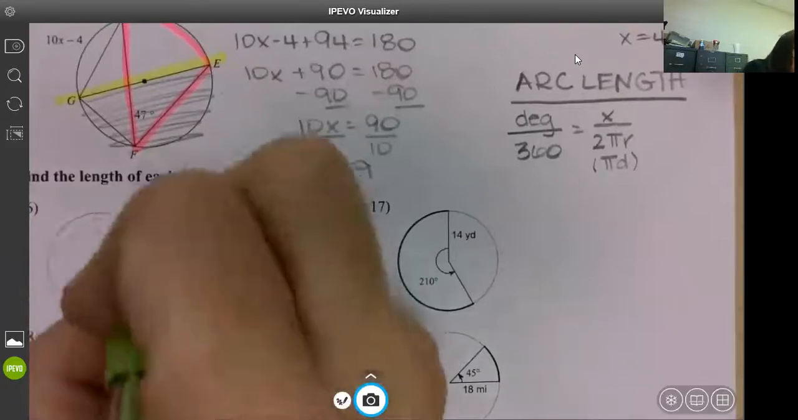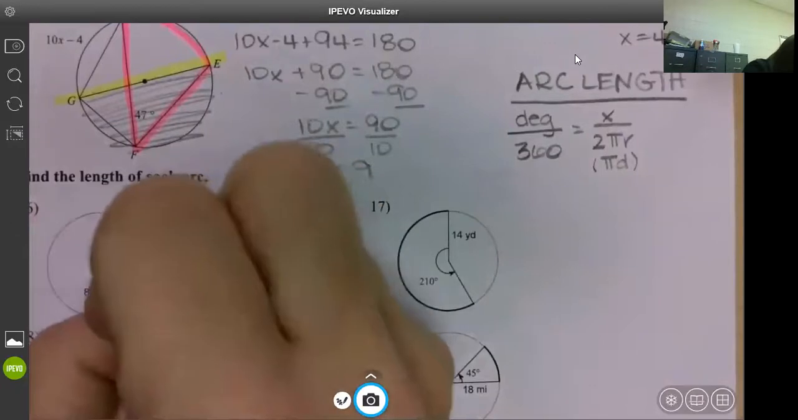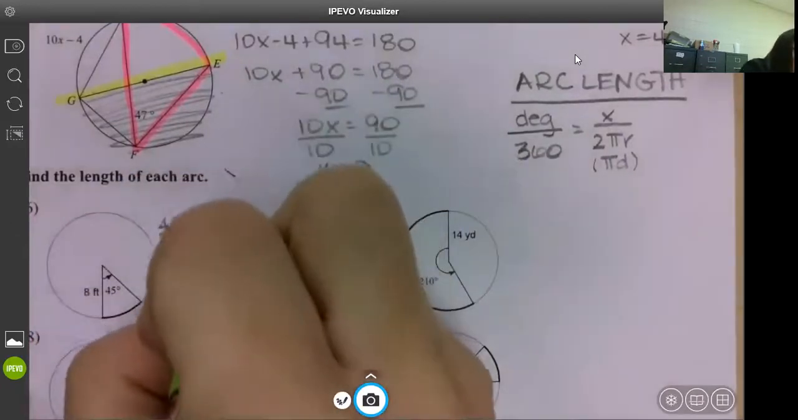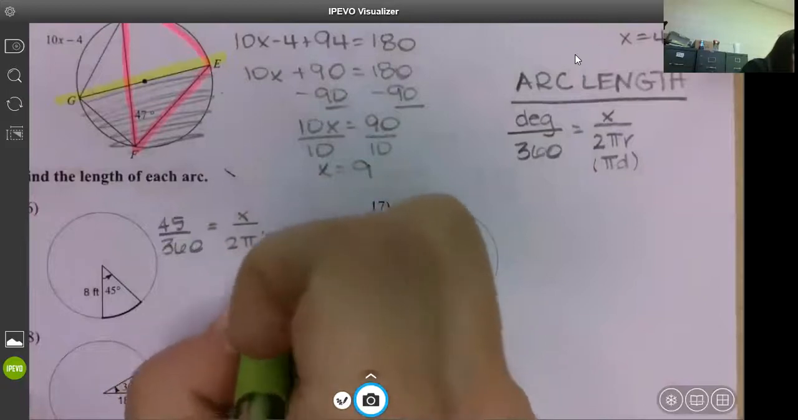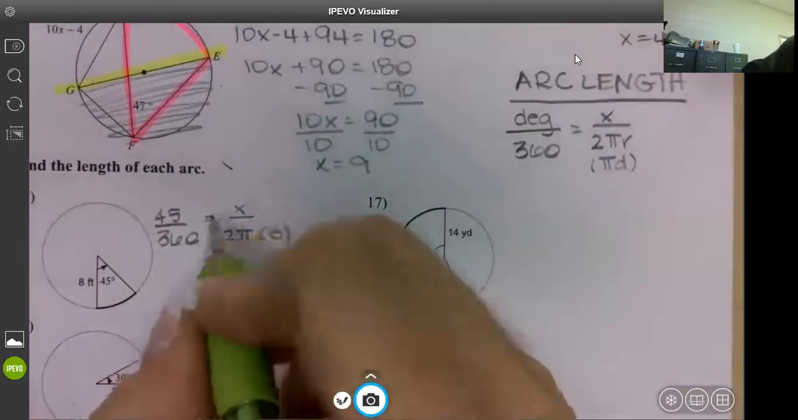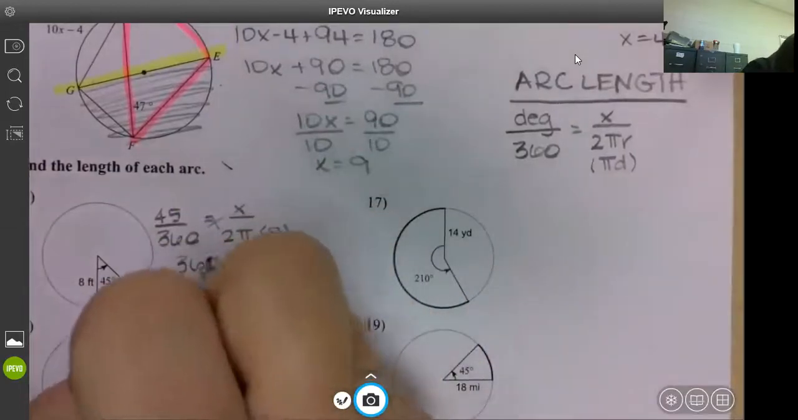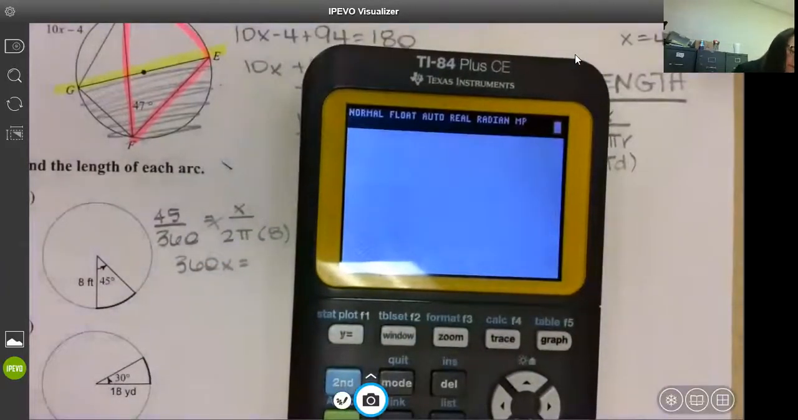We start with our degree, which is 45 over 360. We don't know our arc length over 2 pi times 8. Now, what I do, I'm going to cross multiply it, but I'll leave it in terms of pi. So when we cross multiply, we're going to get 360x. This just makes it a little bit easier for you, and the numbers are a lot nicer. And we're going to do 45 times 2 times 8, which gives you 720.